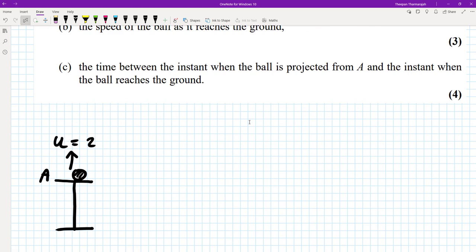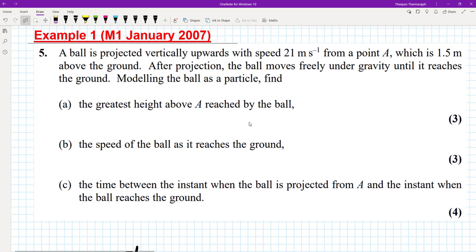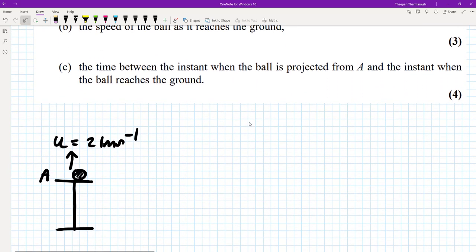Now U is 21 meters per second. And we know that it is 1.5 meters above the ground. So one of the things to realize in a problem like this is that the ground is 1.5 meters below the point of projection. Now we're going to be coming back to that during this problem.